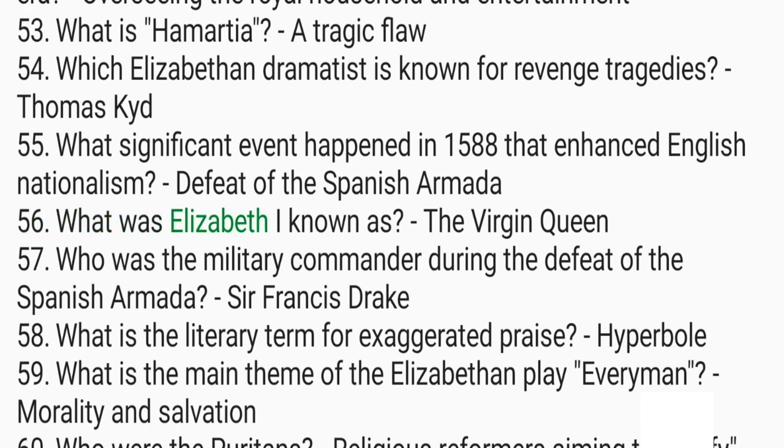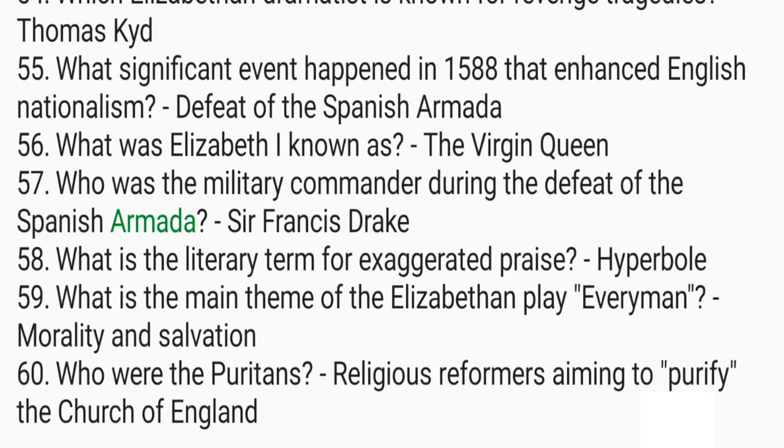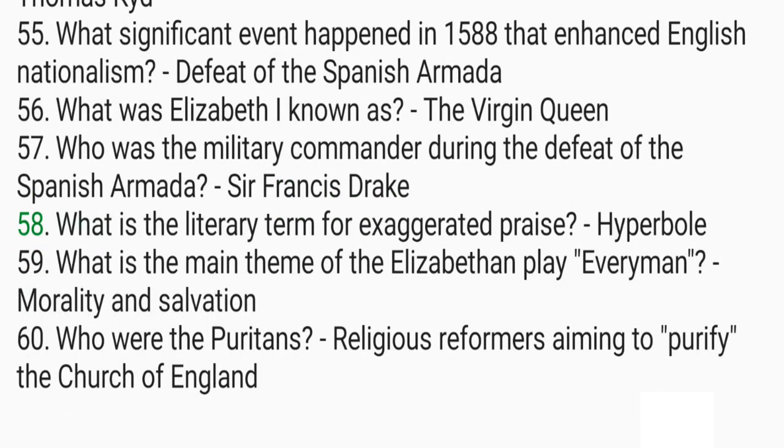56. What was Elizabeth I known as? The Virgin Queen. 57. Who was the military commander during the defeat of the Spanish Armada? Sir Francis Drake. 58. What is the literary term for exaggerated praise? Hyperbole. 59. What is the main theme of the Elizabethan play, Everyman? Morality and salvation. 60. Who were the Puritans? Religious reformers aiming to purify the Church of England.